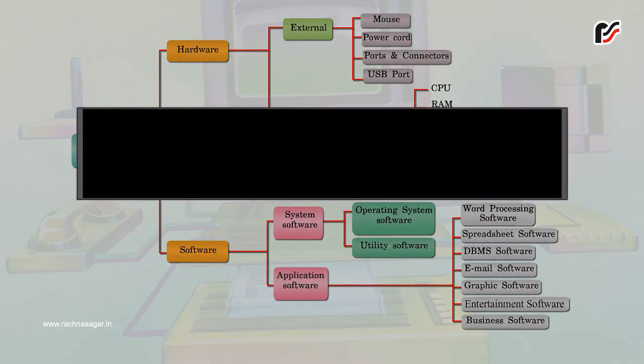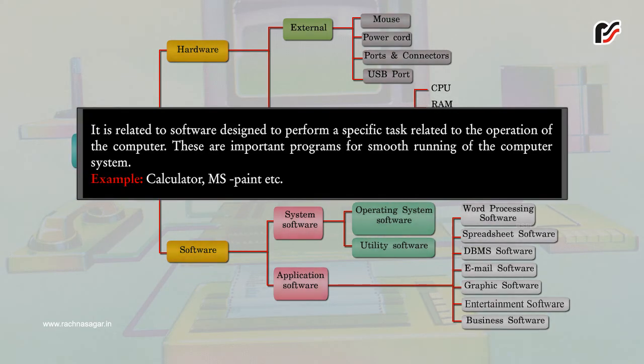Utility software. It is software designed to perform a specific task related to the operation of the computer. These are important programs for the smooth running of the computer system. Example: calculator, MS Paint, etc.